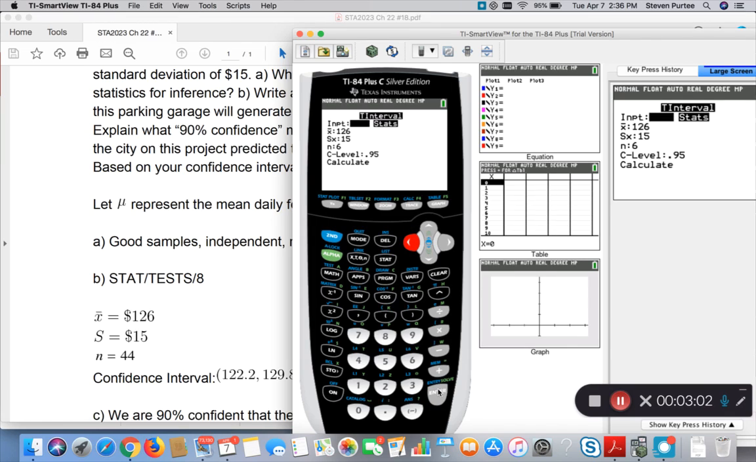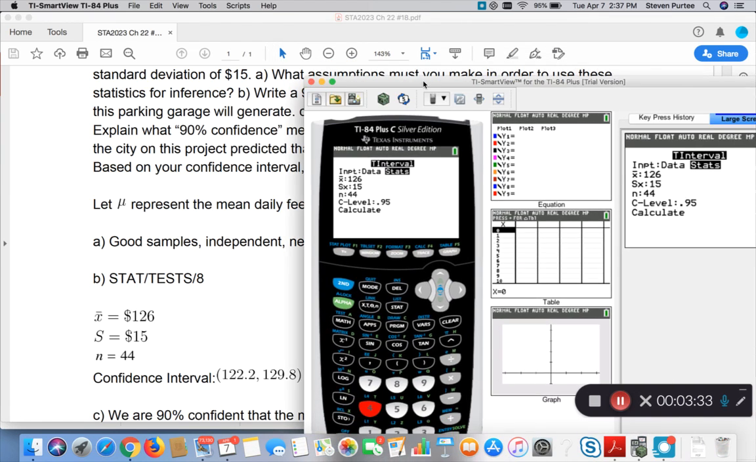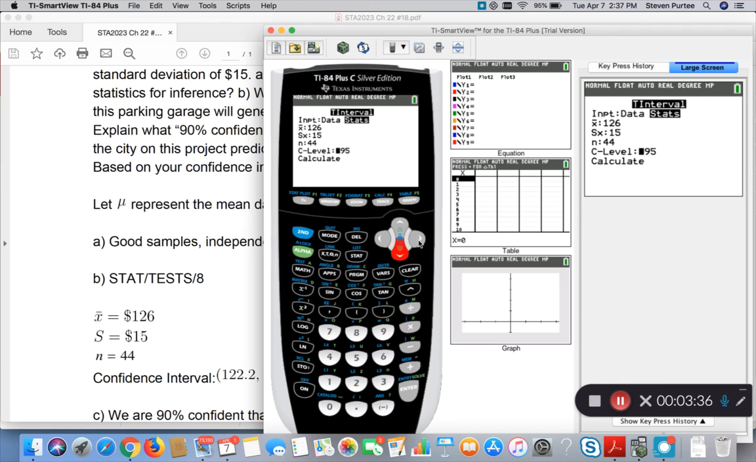Sometimes we'll know the actual data. Sometimes somebody will give us all 44 pieces of data that we will type into L1. Here, though, we don't know that. We only know the sample statistics. So we'll highlight stats, and we'll type in what we know. We know X bar is 126, S, our sample standard deviation, is 15, and our sample size is 44. We were doing a 90% confidence interval. We hit calculate, and there's our interval. And we just write that down.